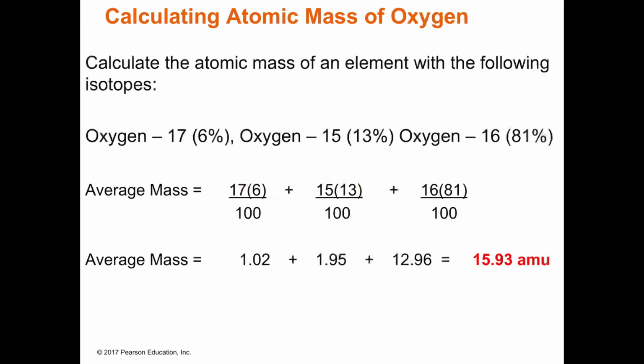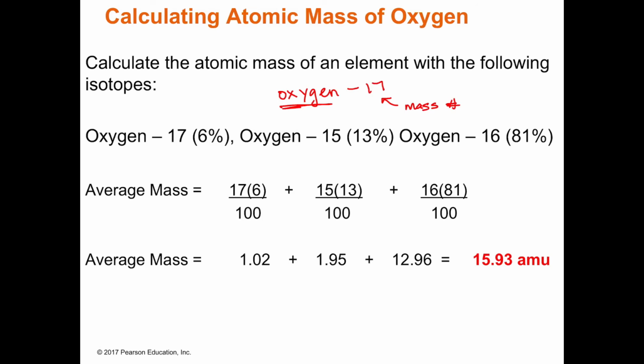Let's try another one. So this one says, calculate the atomic mass of an element with the following isotopes. So here we have mass numbers instead of atomic masses. So oxygen 17, whenever it's written like that, this will always be the name of the element. This number will always be the mass number.